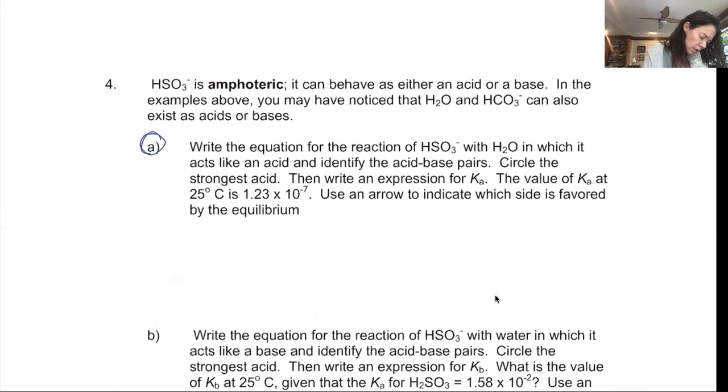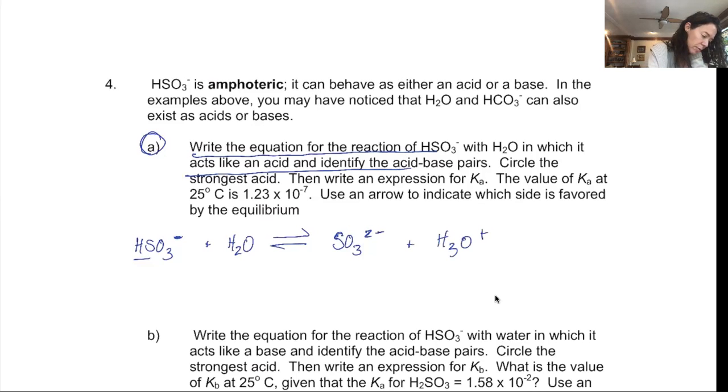Let's look here. Write the equation for the reaction of HSO3 negative with water in which it acts like an acid. Okay, so if he's going to act like an acid, he's going to lose his hydrogen. He's going to become more negatively charged, from a negative to a 2 negative. The water will gain it, become positively charged. Notice my balance of charges. Over here, I'm a negative and a neutral, which makes an overall negative. Over on the other side, I'm a 2 negative and a positive, which makes an overall negative. So I have a -1 and a -1. That should always work every single time. Balance of charges. Okay.